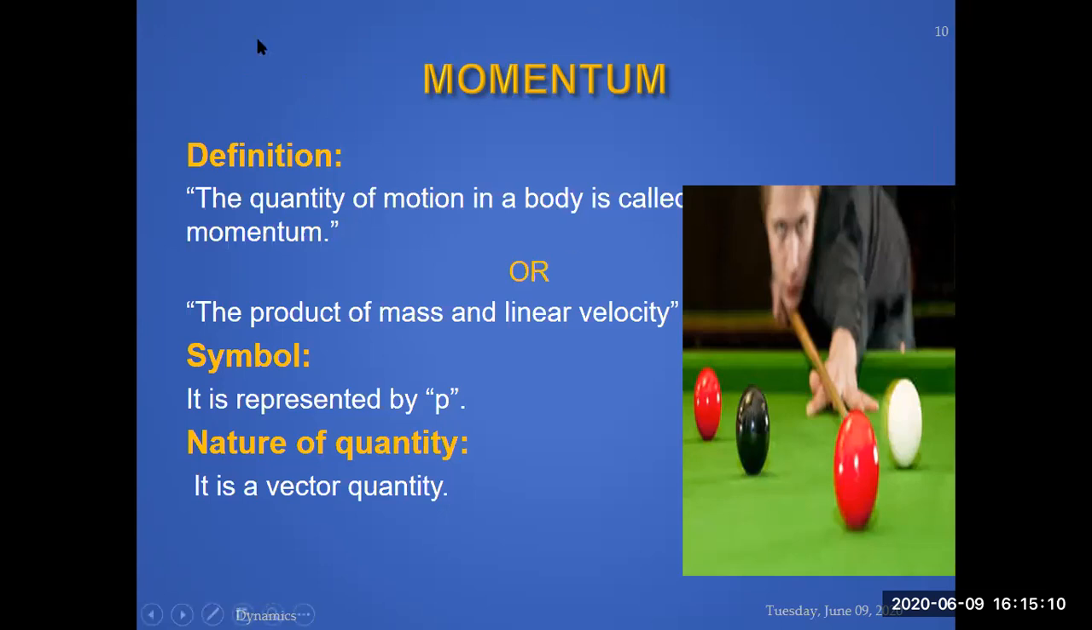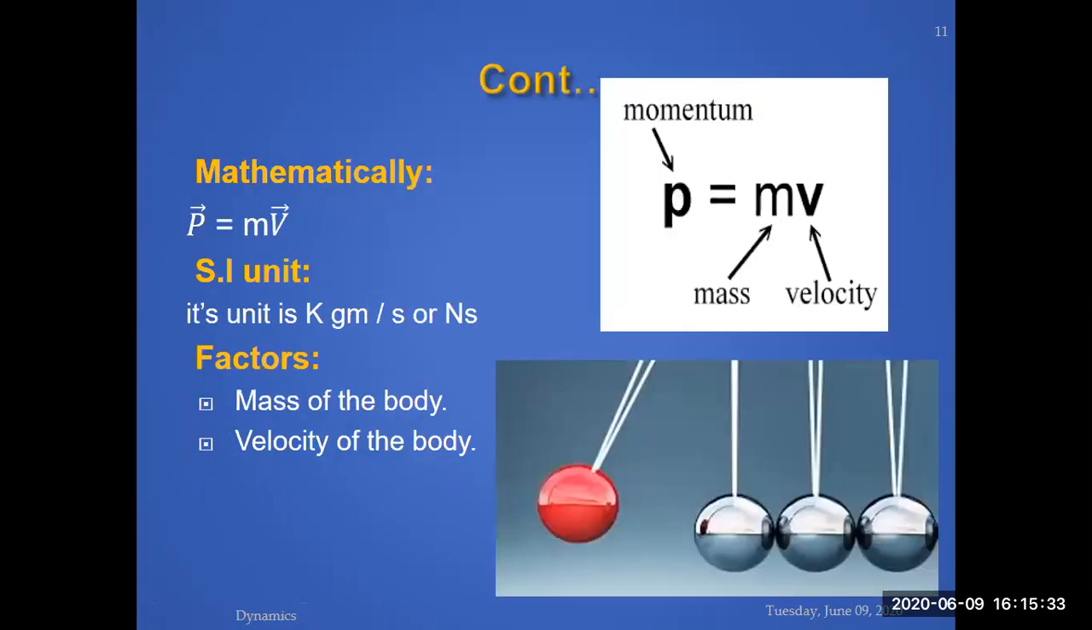In case of momentum, the definition of momentum is that the quantity of motion in a body is called momentum. Quantity of motion. The simplest is the product of mass and linear velocity. Momentum is written with P, and its nature is a vector quantity, and its formula is P is equal to mv. M is mass and V is velocity. So that's why it is the product of mass and velocity. Mathematically, P is equal to mv.